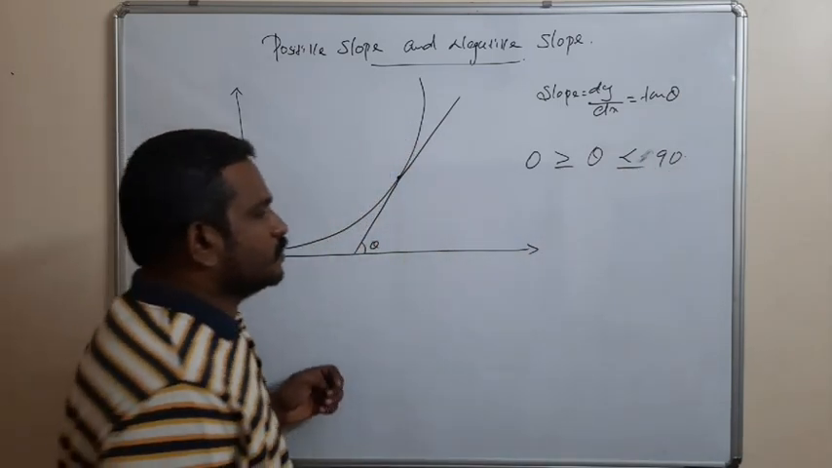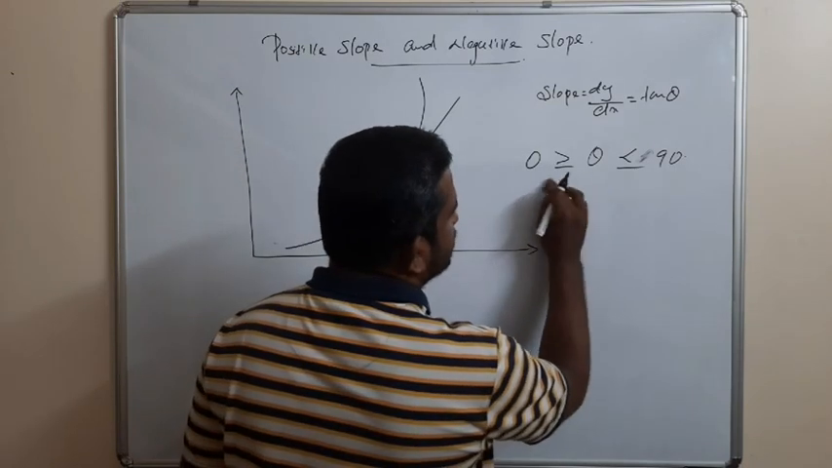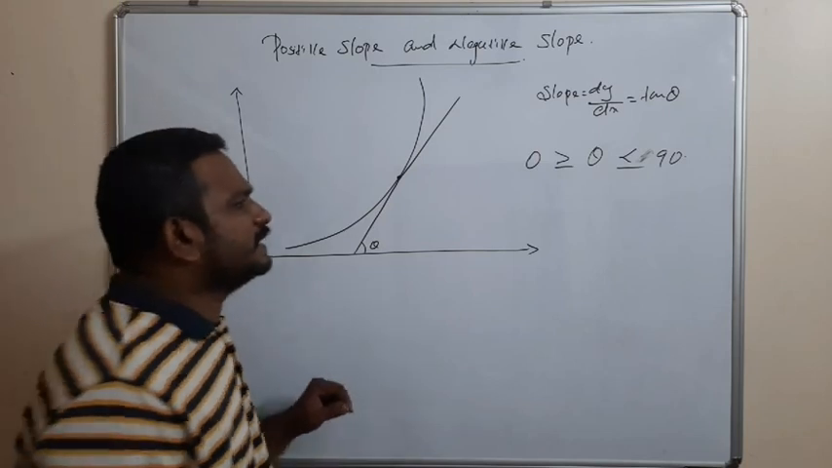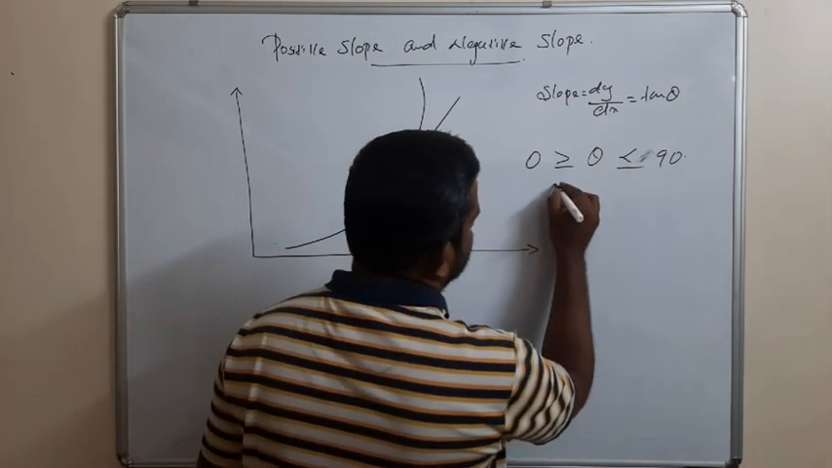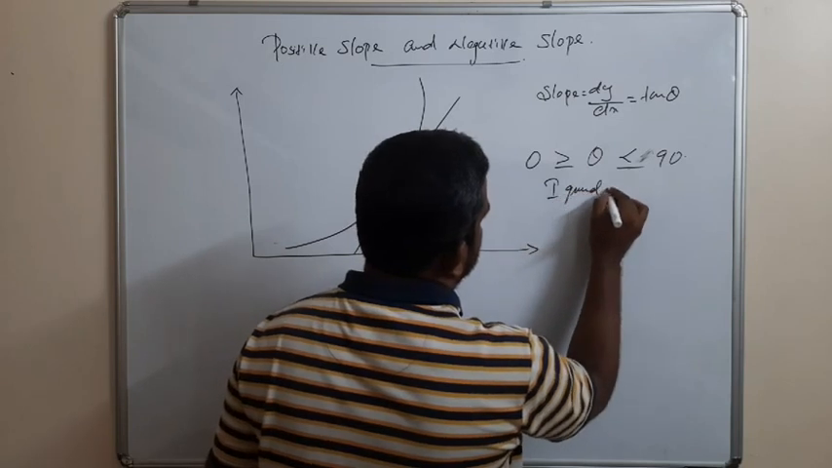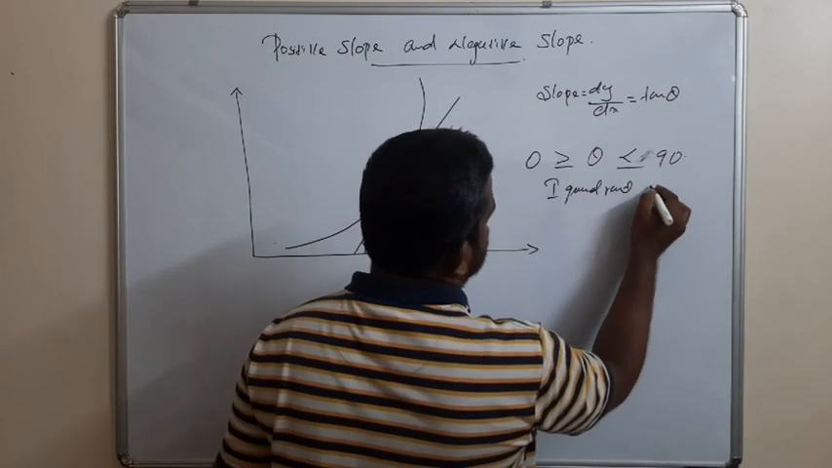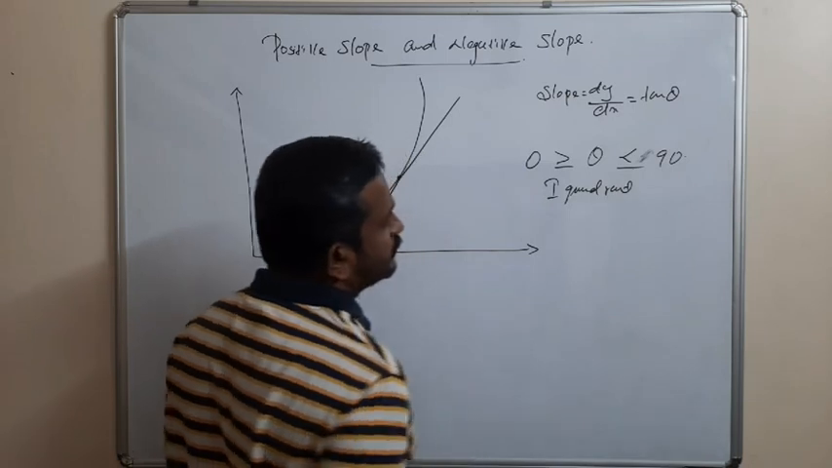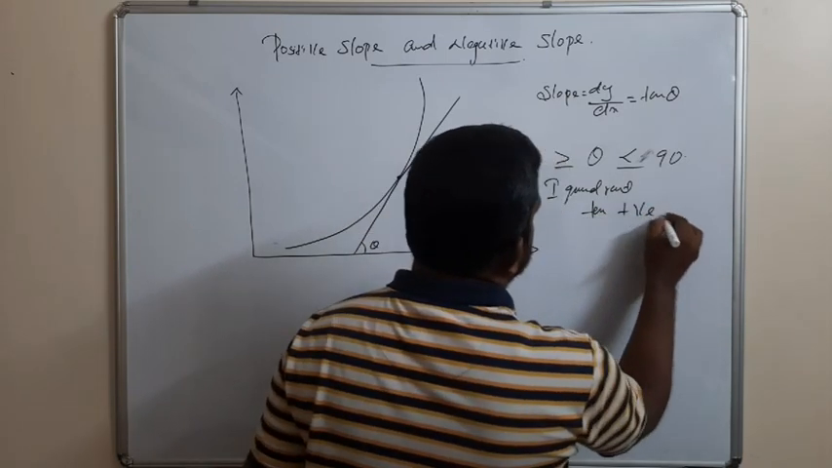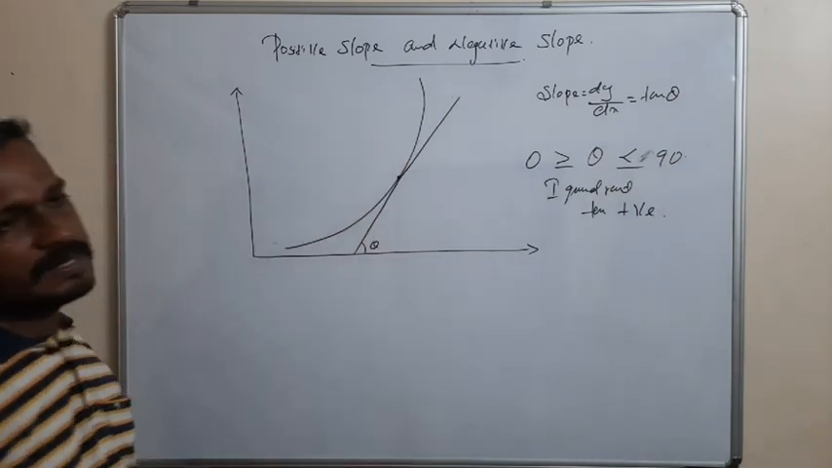Okay, so 0 to 90 means the first quadrant. In the first quadrant, tan is positive. So the slope is positive.